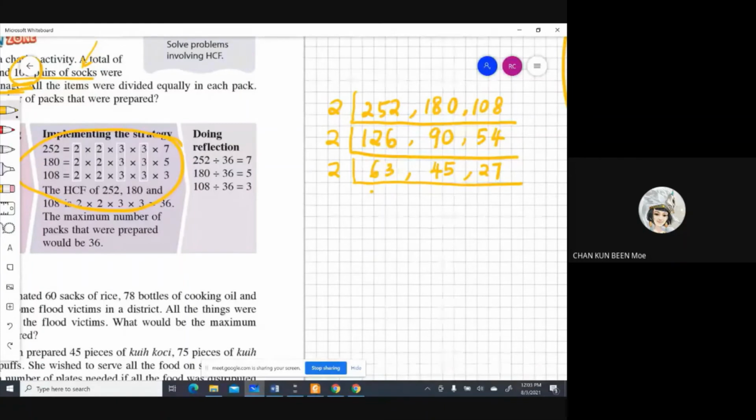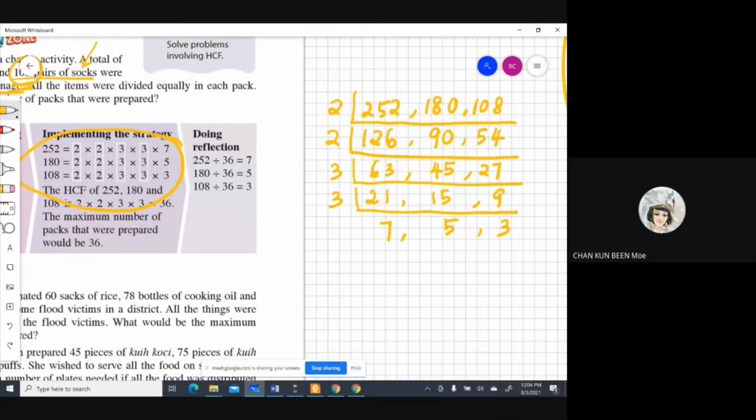Okay, this one we cannot use 2 anymore. We need to change because of the number 63. We have to use 3. 3 times 2, 6. 3 times 1, 3. 3 times 1, 3. 3, 5, 15. 3, 9, 27. Okay, still this 3 number can be divided by 3. 3, 7, 21. 3, 5, 15. 3, 3, 9. So cannot divide anymore, right?